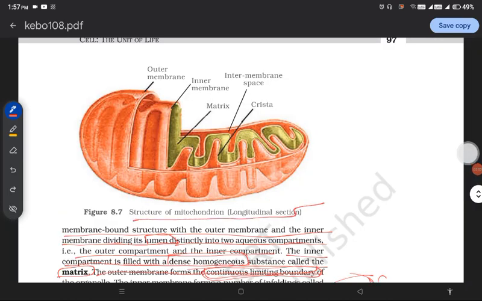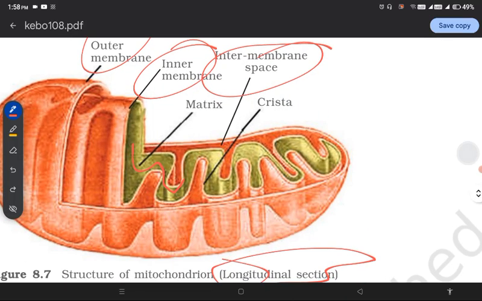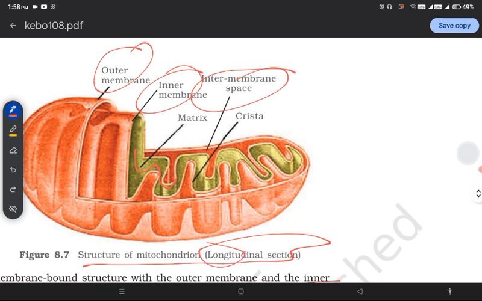Structure of mitochondria, longitudinal section. ये क्या, outer membrane, inner membrane है और ये क्या मैट्रिक्स है. inner membrane के इंटर मेम्ब्रेन स्पेस है. ये जो है हरा अक्षर ये सब इंटर मेम्ब्रेन स्पेस है. ये क्या जो ऐसे मुड़ा है इसको कहते हैं क्रिस्टिया.